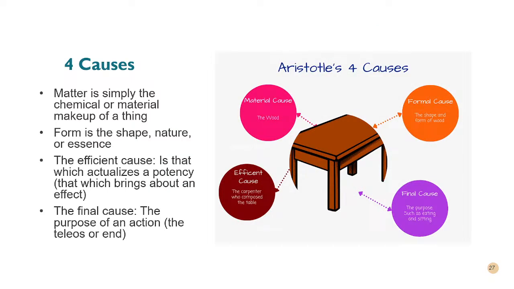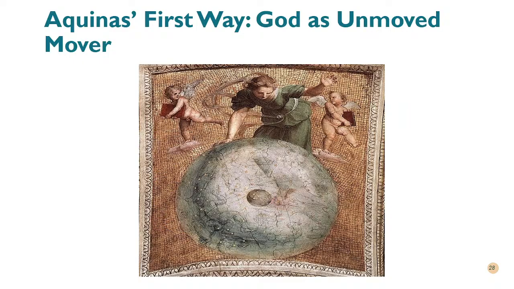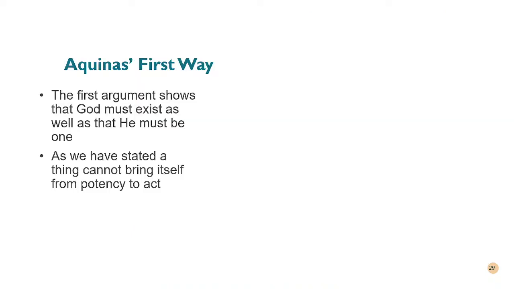And we will see the efficient cause and final cause will be most important, especially when we consider Aquinas' fifth proof for the existence of God, the argument from intelligence. Aquinas' first proof: God as the unmoved mover. Aquinas' first way, the first argument, shows that God must exist as well as that he must be one.